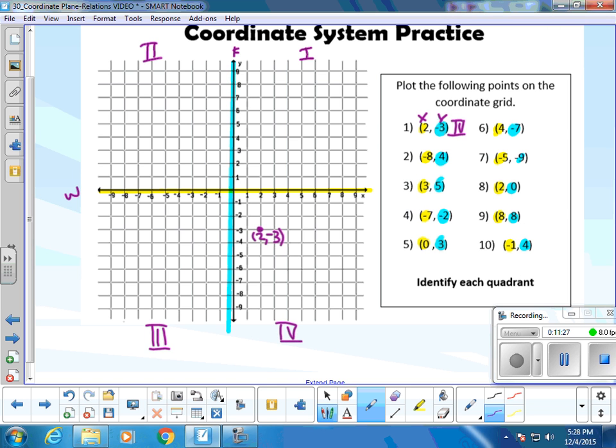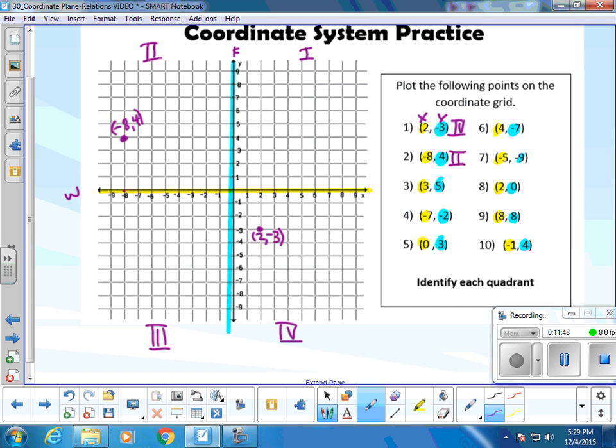Okay. The second one says I'm at -8, so I'm going to move -8 on the yellow all the way over here. Then I'm going to go up 4. 1, 2, 3, 4. So this one is -8, 4. And if I look at where it's located, it's in quadrant 2.